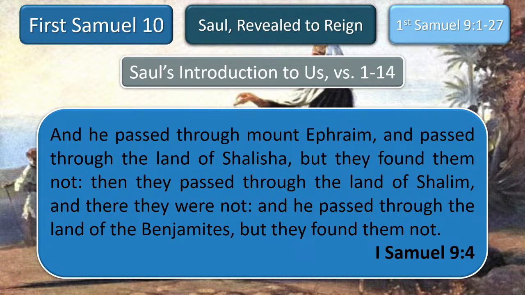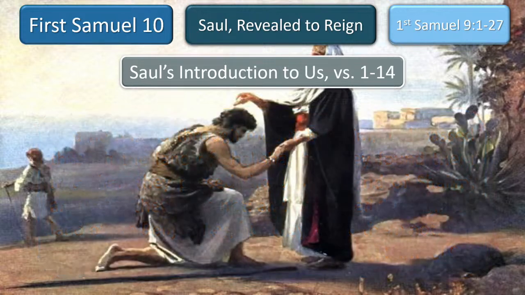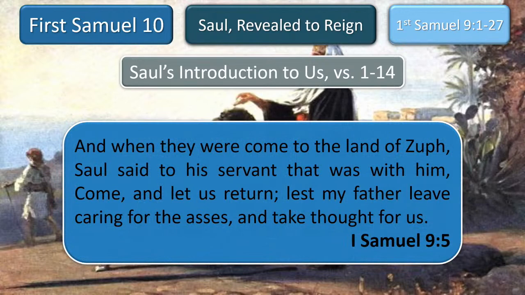Then, what do we find? They're tired. They've been gone a while. They come to a city called Zuph. And when they were come to the land of Zuph, Saul said to his servant that was with him, Come and let us return. Let's go home. We're done looking. Lest my father leave caring for the asses and take thought for us.